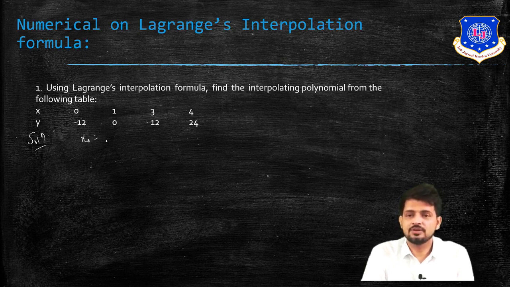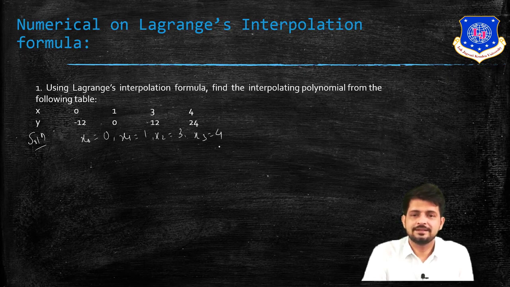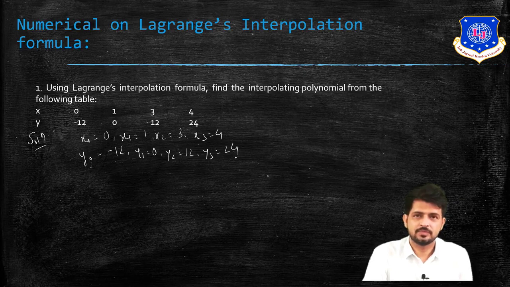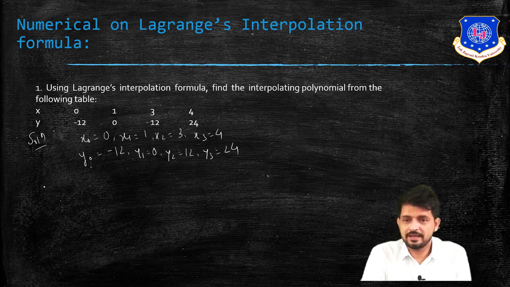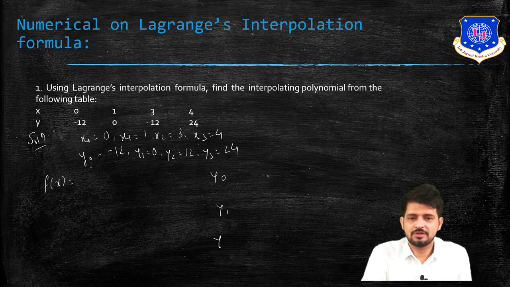Here x0 is given 0, x1 is 1, x2 is 3, and x3 is 4. What is my y0? y0 is minus 12, y1 is 0, y2 is 12, and y3 is 24. Here we have to write the Lagrange's interpolation formula for n is equal to 3. So how can I write it? How many terms will be there? 4 terms. So y0, y1, y2 and y3, 4 terms are there.